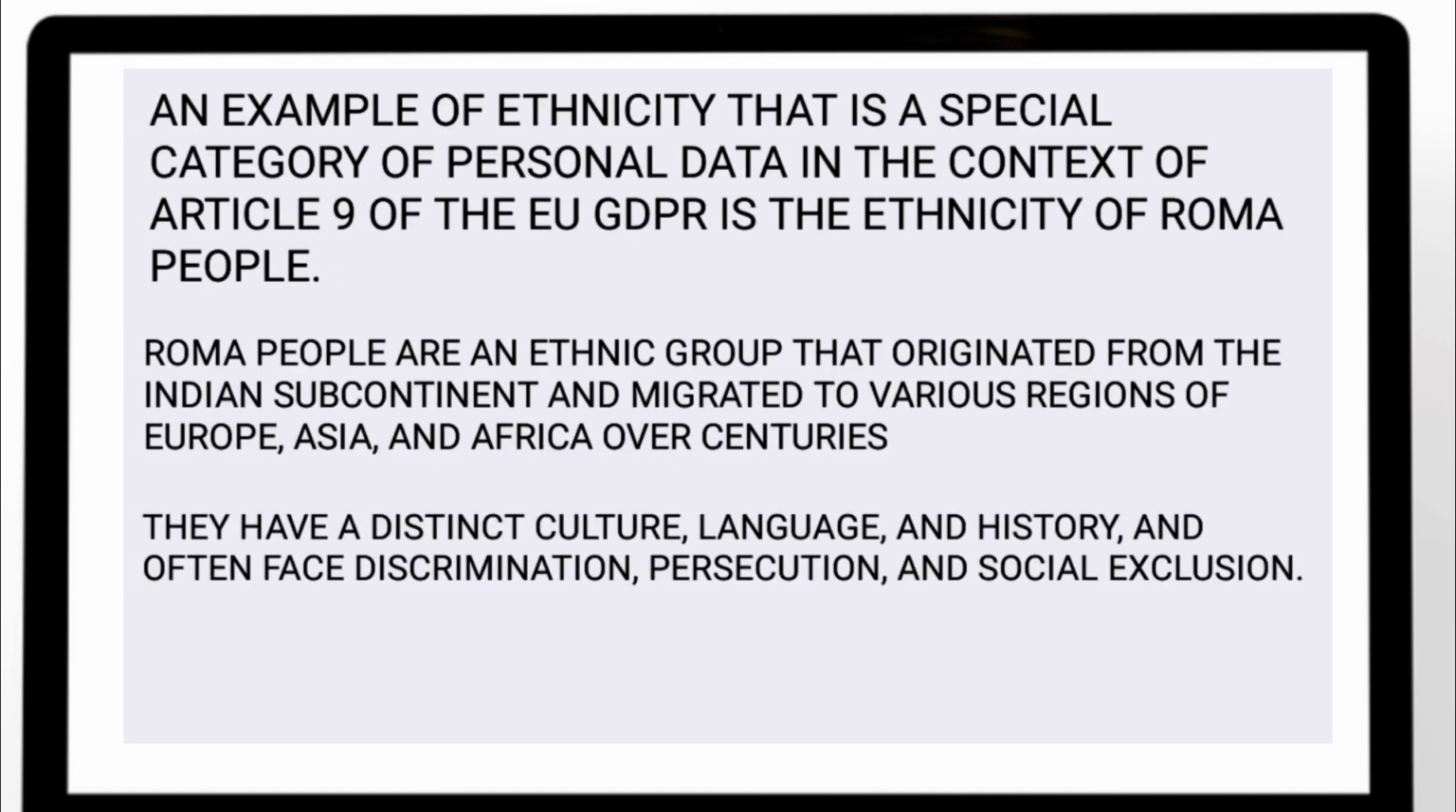Now let's explain ethnicity. Ethnicity refers to cultural expression and identification. It encompasses various aspects such as race, national origin, tribal heritage, religion, language, and culture. An example of ethnicity that is a special category of personal data in the context of Article 9 of the EU GDPR is the ethnicity of Roma people. Roma people are an ethnic group that originated from the Indian subcontinent and migrated to various regions of Europe, Asia, and Africa over centuries. They have a distinct culture, language, and history, and often face discrimination, persecution, and social exclusion.